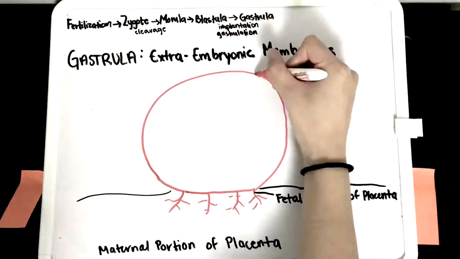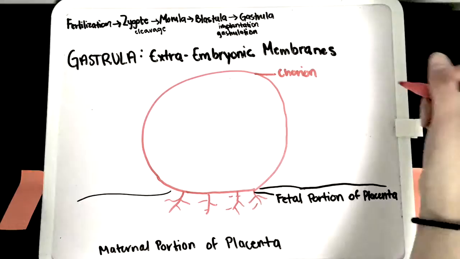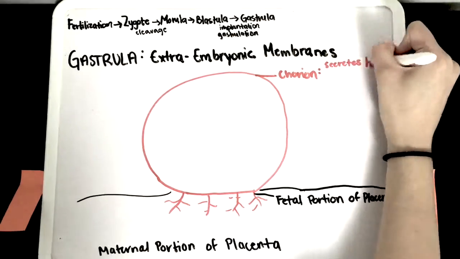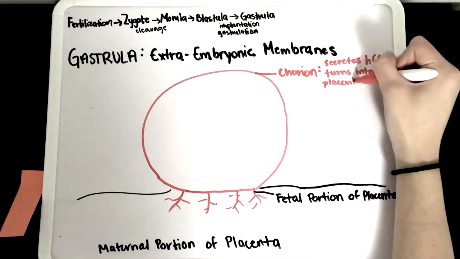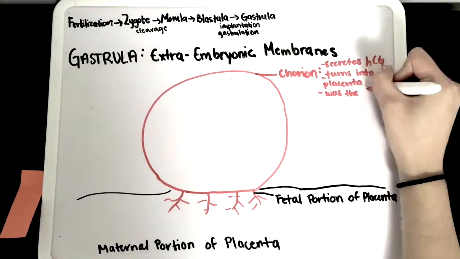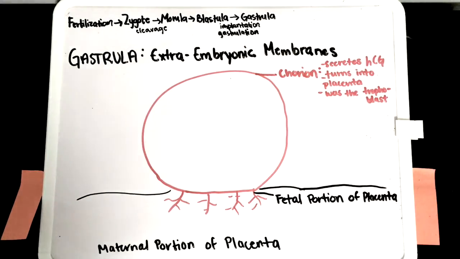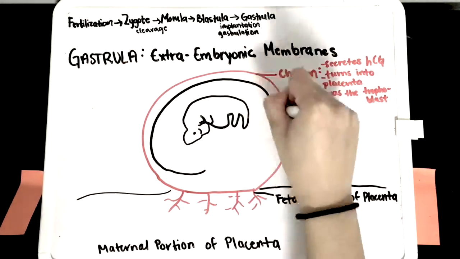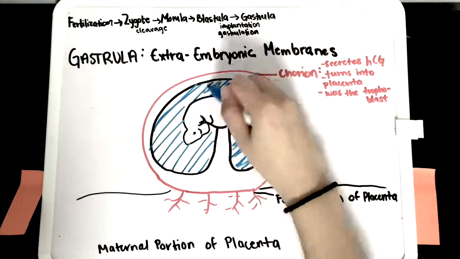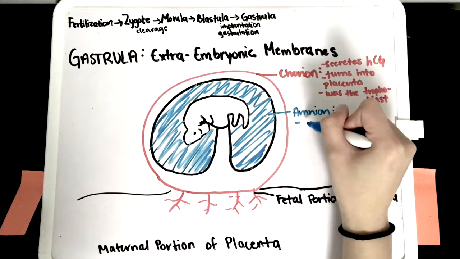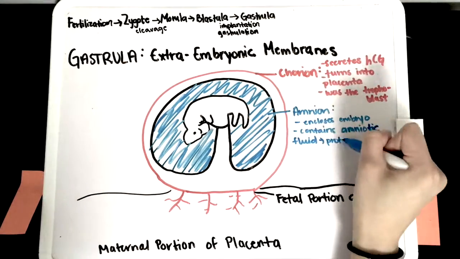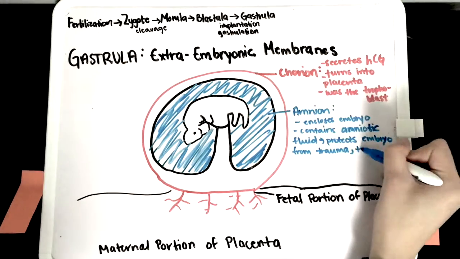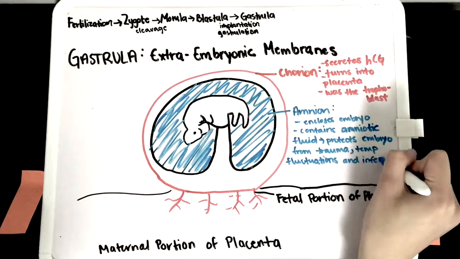The outer membrane of the embryo is the chorion. It secretes HCG to maintain the corpus luteum. It's also the fetal contribution to the placenta. The amnion is the inner membrane that encloses the embryo. It contains the amniotic fluid, which protects the embryo from trauma, temperature fluctuations, and infection.